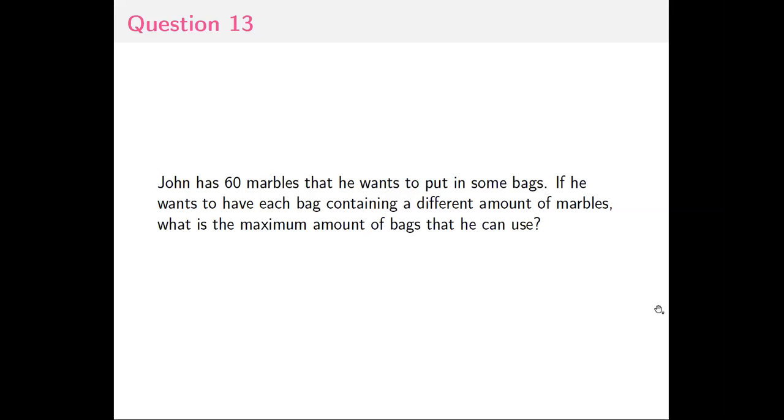John has 60 marbles that he wants to put in some bags. If he wants to have each bag containing a different amount of marbles, what is the maximum amount of bags that he can use? Catherine, that is incorrect. Lillian, what's your answer? That is also incorrect. The correct answer is 10. But also, a side note, you can actually also do 60 because a bag can be placed inside a bag.